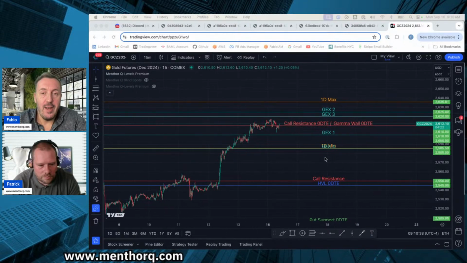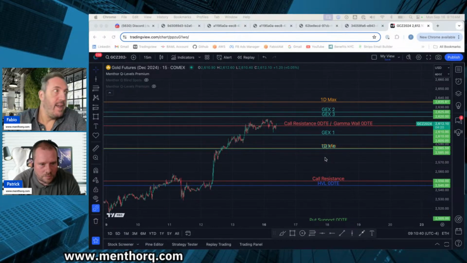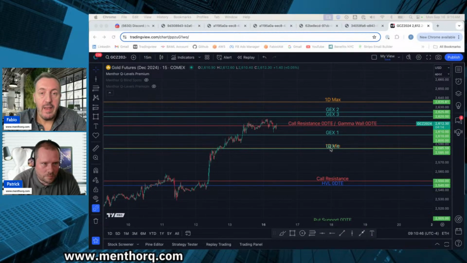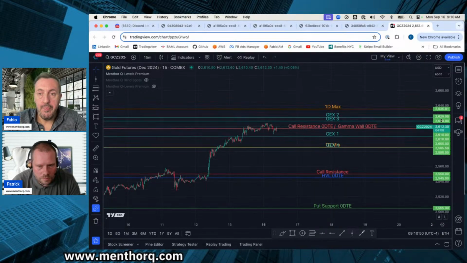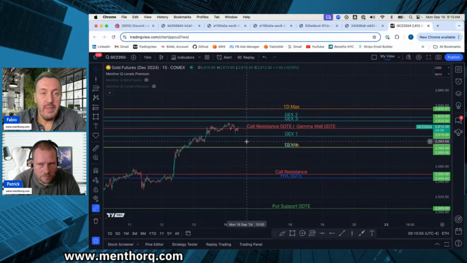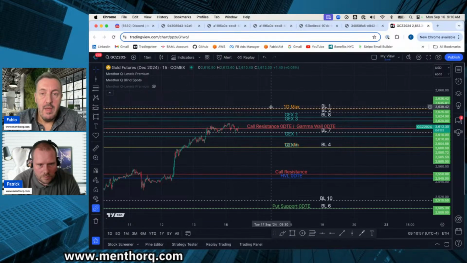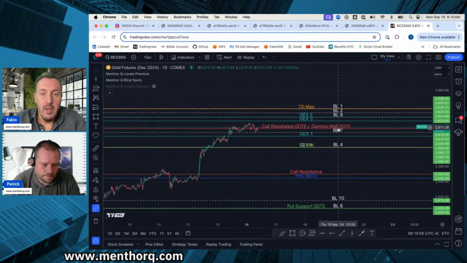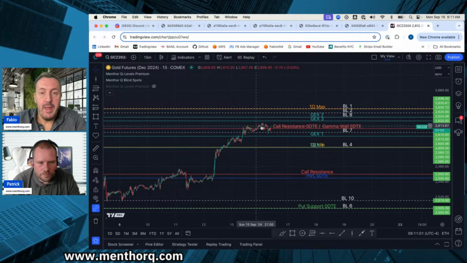Now the banks are increasing their targets, and they are already talking about $2,900 as a potential target. I think we are in a very congested area to break. As you can see, if we look at the levels, we can also add our blind spot levels here. Right now, the price is pinned around the core resistance, 0 DTE, and gamma wall. So let's see what happens there.